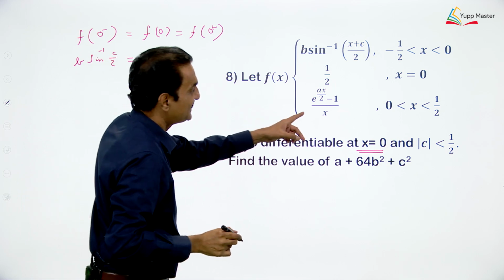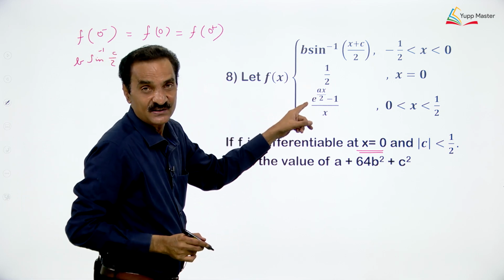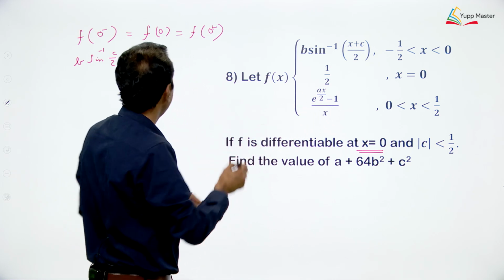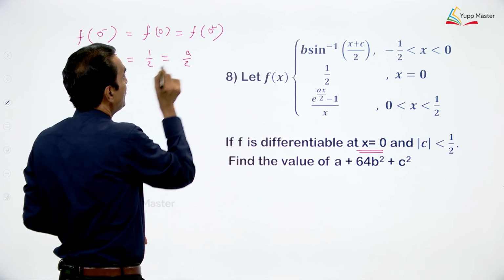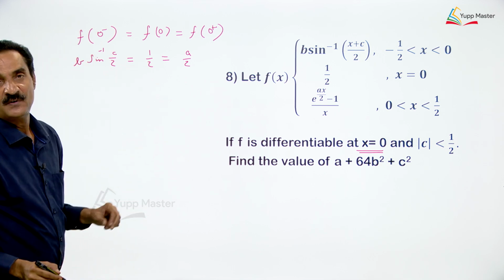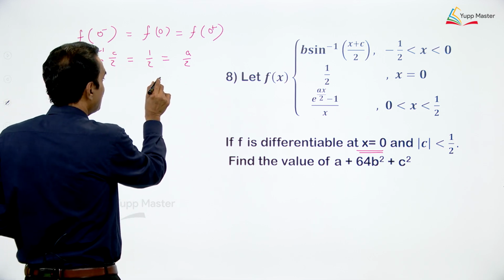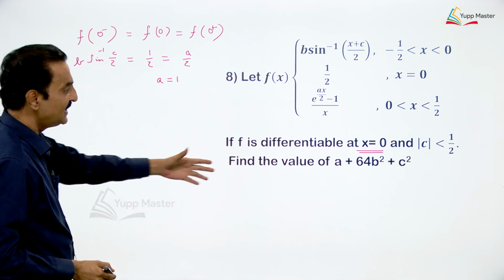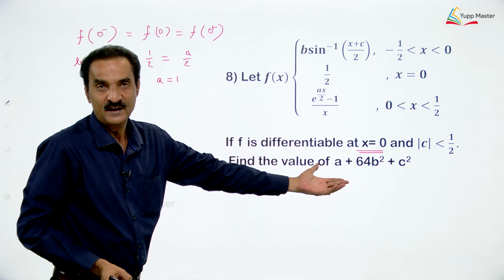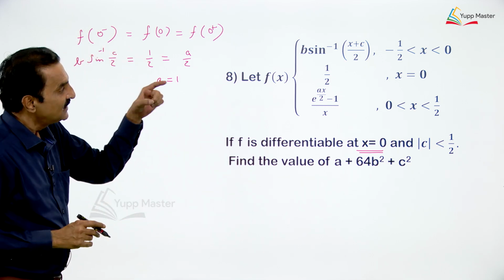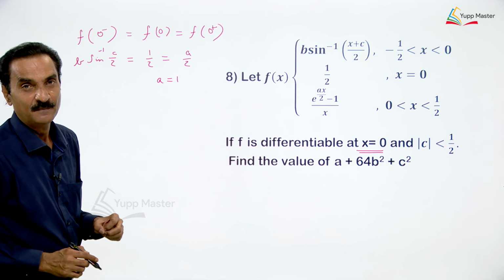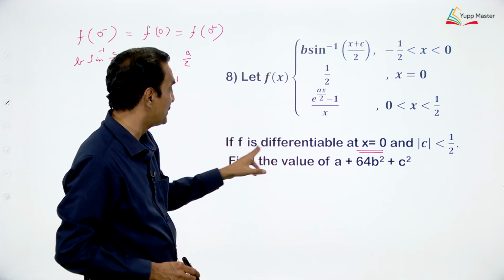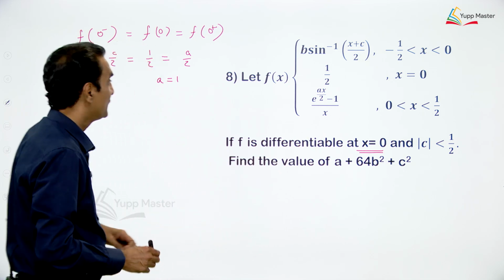f of 0 plus. What is the limit of this when x tends to 0? Yesterday we discussed standard limits. This standard limit is a by 2. So, directly we are getting the value of a as 1, and from the other you cannot get any kind of polynomial like this. So, let us leave it. Now, going to differentiability. At 0, left derivative should be equal to right derivative because it is differentiable at 0.